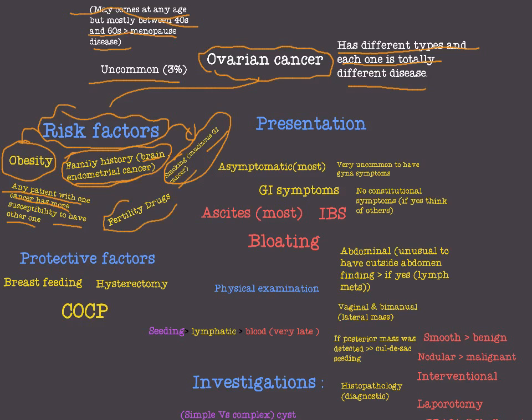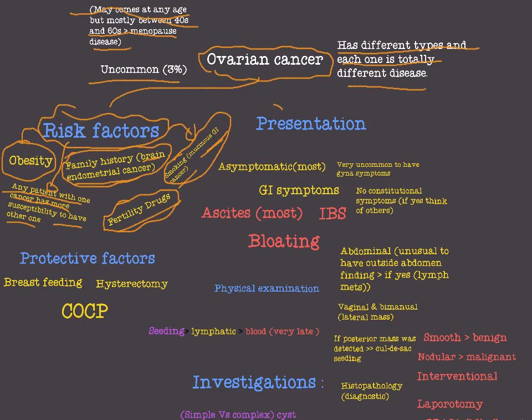Fertility drugs also are a risk factor of ovarian cancer. So: obesity, family history and other cancer, smoking, and fertility drugs. I can make it easier by saying that the patient with ovarian cancer would be an obese patient that smokes and has a mom who has got ovarian cancer or brain cancer, for example, and she takes fertility drugs, and has, for example, also endometrial cancer.